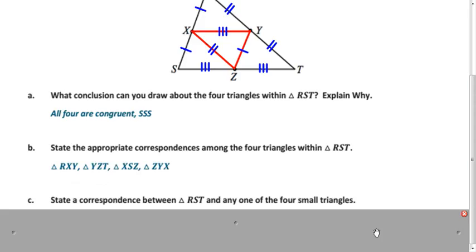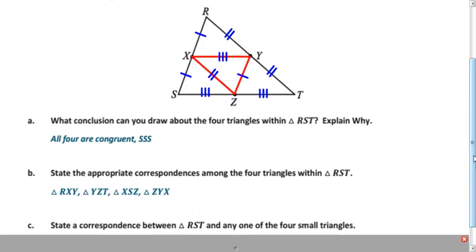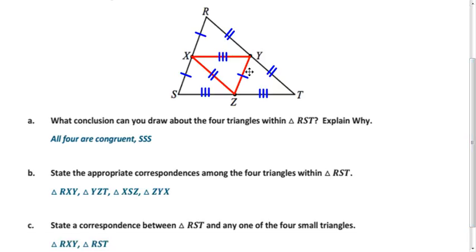And now we want a correspondence between RST and any one of the four smaller ones. A lot of ways to do this, but you want to make it so that the angles correspond in the right order. So even though there's not a congruence here, we can still make a correspondence. So for example, RXY corresponds to RST. So there's not a congruence there, but we can still say there's a correspondence.